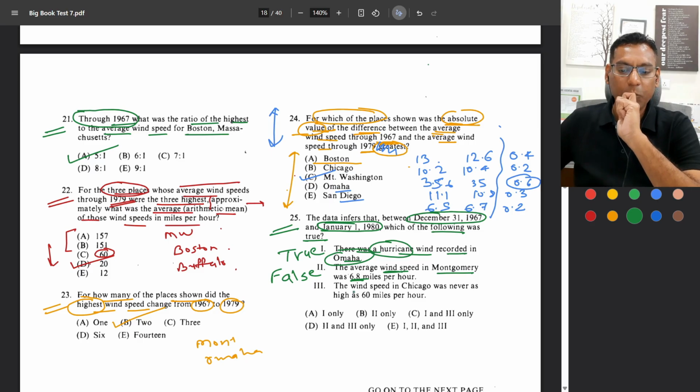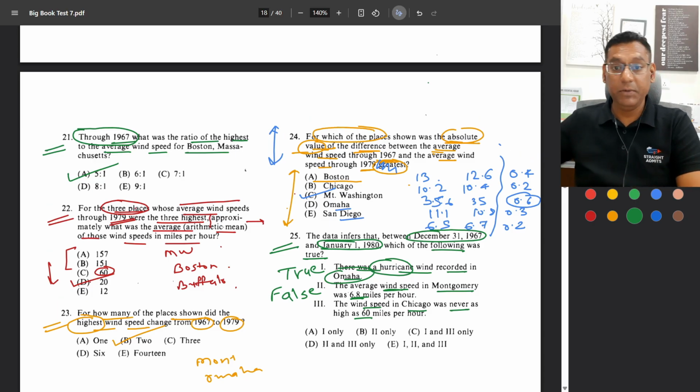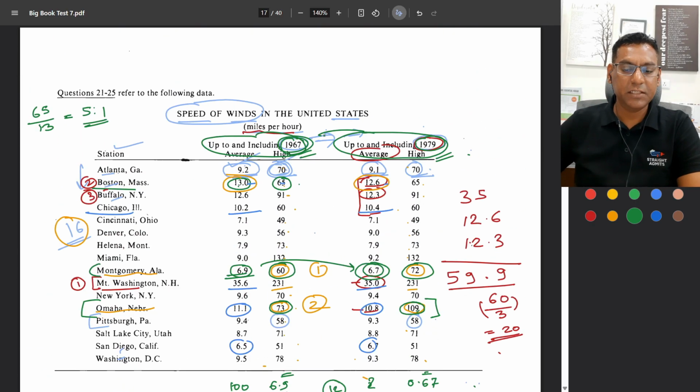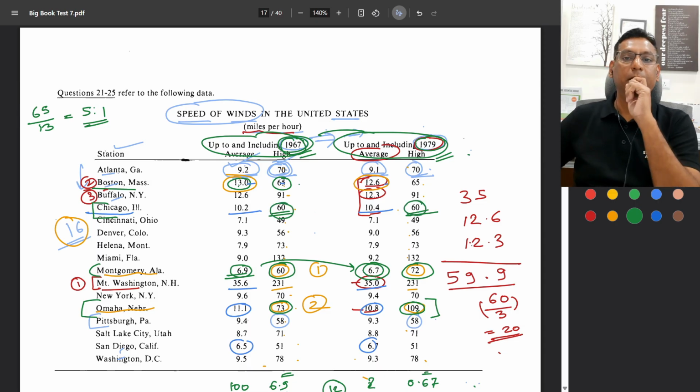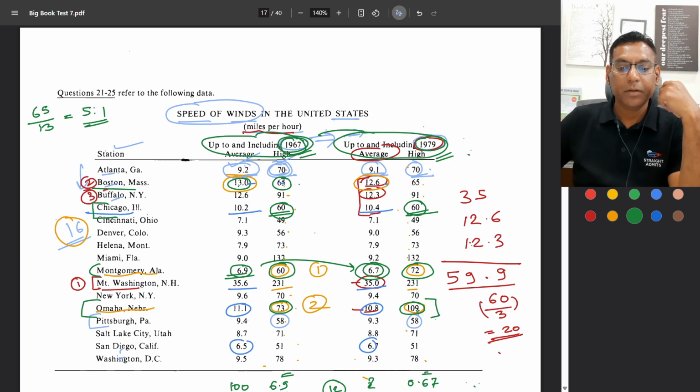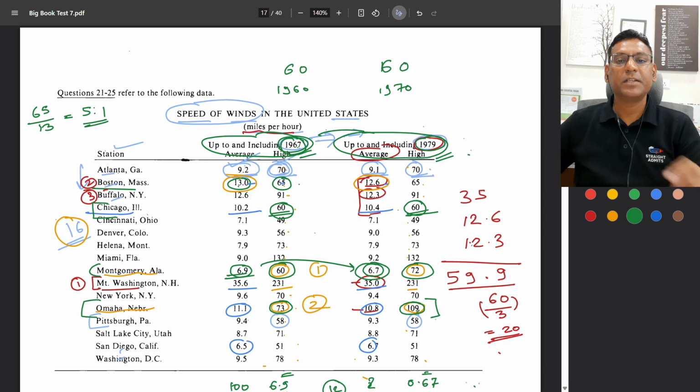Three, the wind speed in Chicago was never as high as 60 between the two tables. Okay, after 67, before 80. In Chicago, what was the wind speed? This top was 60, this top is also 60. So the highest recorded was the same, but does that mean that, let's say in one particular time, let's say 1960, a wind speed of 60 was recorded, and in this period, let's say 1970, another instance happened where 60 was recorded.